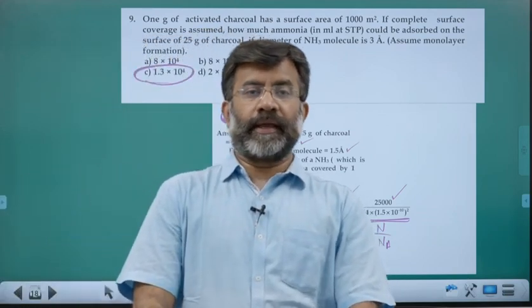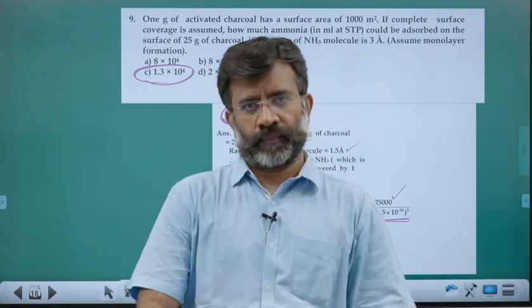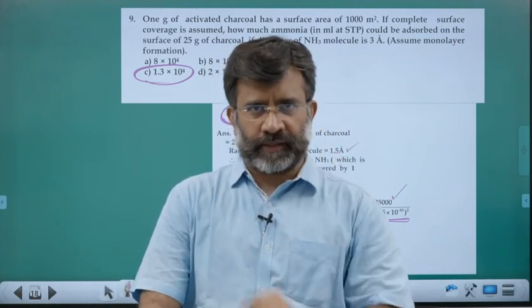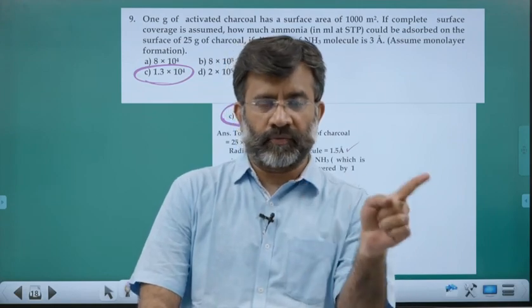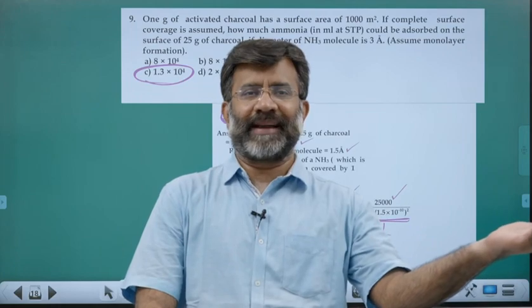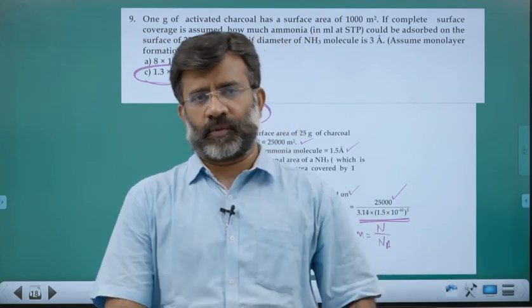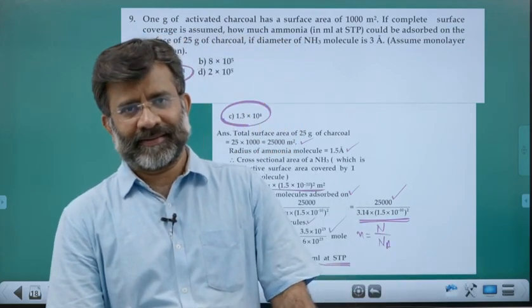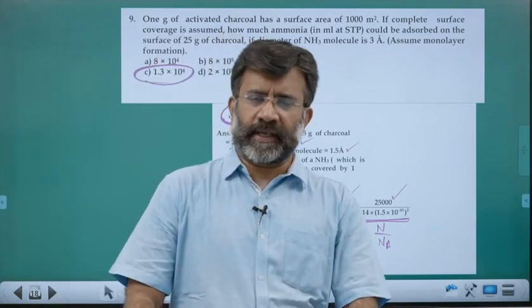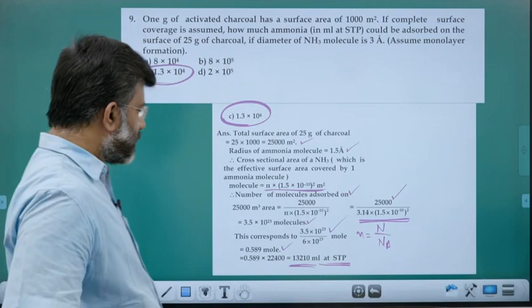So the total area covered, we know. The area covered by one ammonia molecule, we can find. Therefore, the total number of molecules, we can find. Therefore, what is the volume at STP? We can calculate. Clear? Work it out. Similar questions came many times. Okay, next.